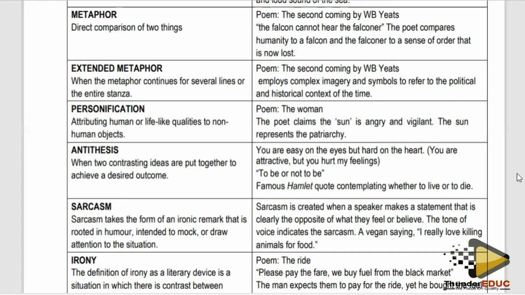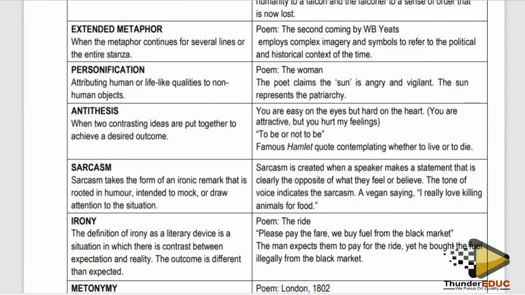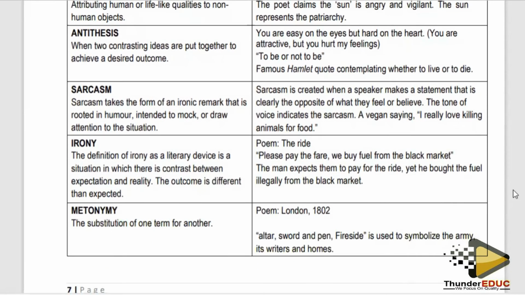Sarcasm takes the form of an ironic remark that is rooted in humor, intended to mock or draw attention to the situation. Sarcasm is created when a speaker makes a statement that is clearly the opposite of what they feel or believe. The tone of voice indicates the sarcasm. A vegan saying, "I really love killing animals for food" is sarcasm, because that person does not believe in the killing of animals at all. So that's the irony in it, because they are for the campaigning of animals' lives. So that's what we mean by sarcasm.